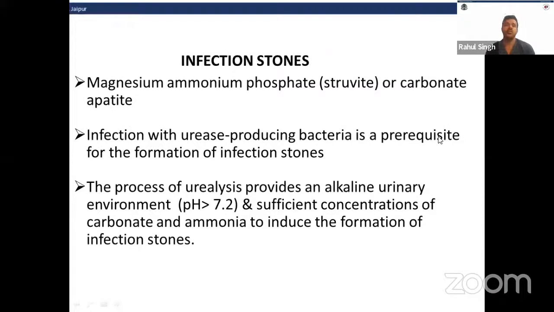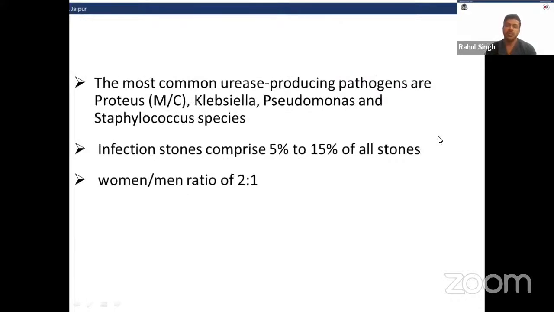Now, about infection stones: magnesium ammonium phosphate or struvite, or calcium carbonate apatite. Infection with urease-producing bacteria is a prerequisite for the formation of infection stones. The process of ureolysis provides an alkaline environment with pH of more than 7.2 and sufficient concentration of carbonate and ammonia to induce the formation of infection stones. The most common urease-producing pathogens are Proteus, Klebsiella, Pseudomonas, and Staphylococcus species.